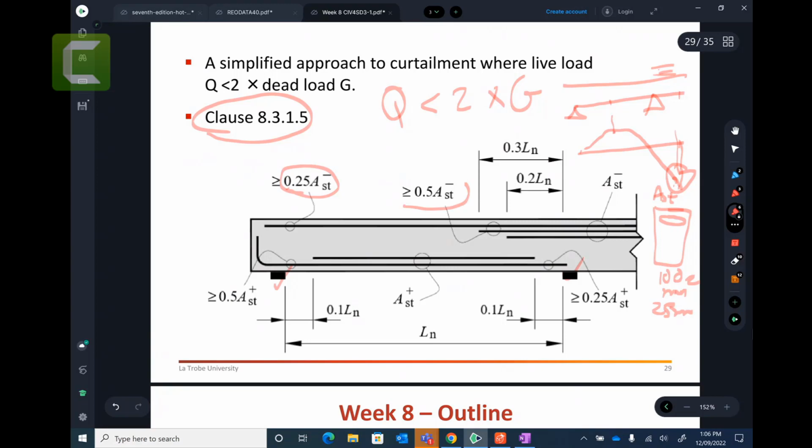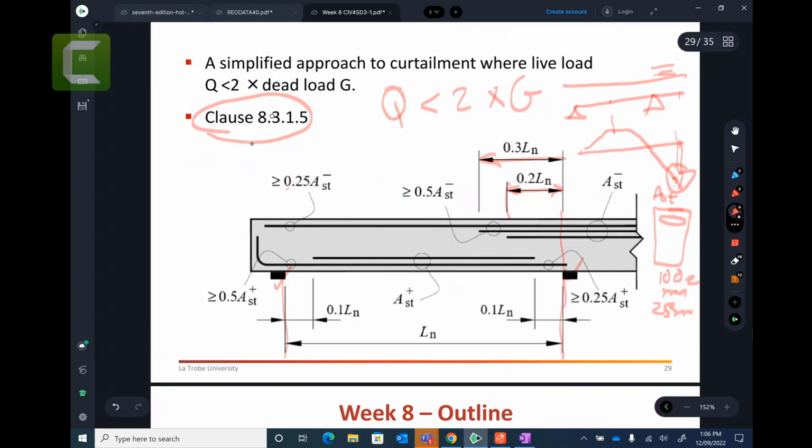Now you can reduce by 50% the reinforcement that you need to provide from the support to 0.3 ln, and ln is just the distance between the face of the support. So for 0.3 ln, you need to provide at least 50% of your AST. So if you have 100, you need to provide 50 millimeter square. And in this zone, from 0.2 to ln, from here to here, you need to provide the full AST. So I hope you understand the curtailments.